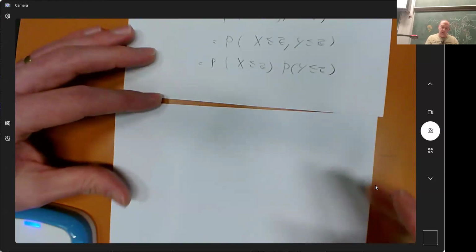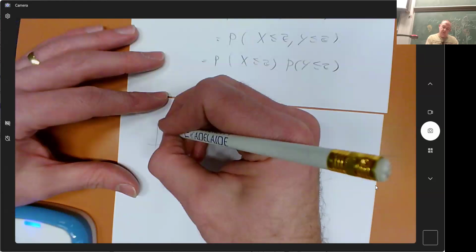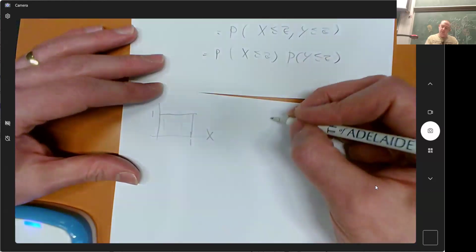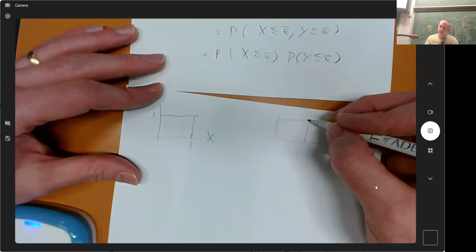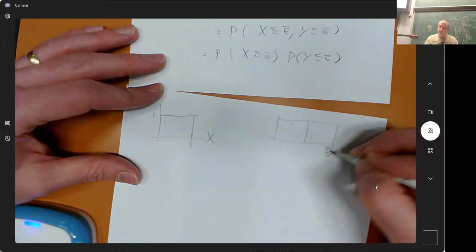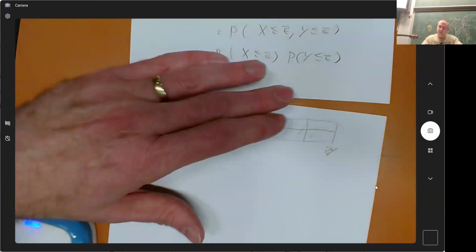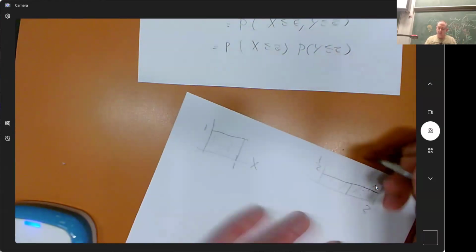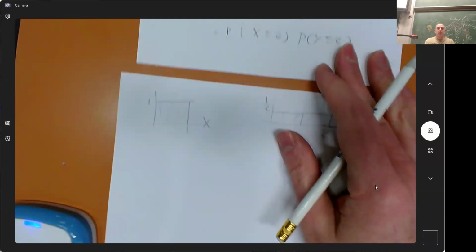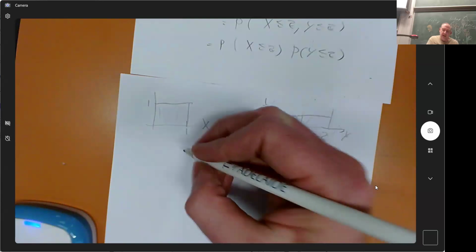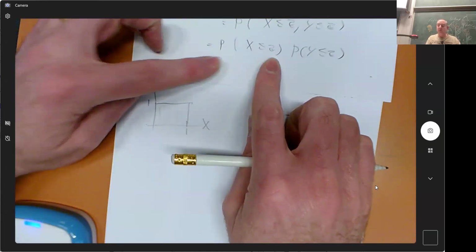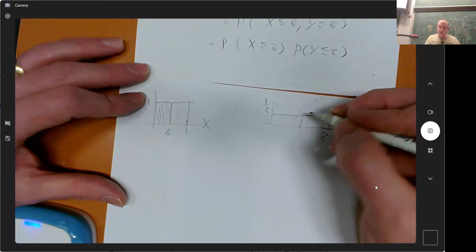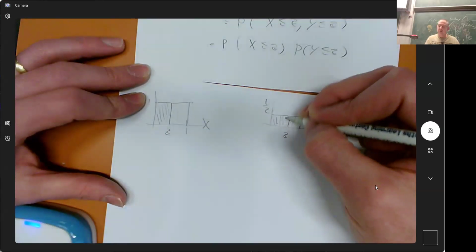And so x is these things from 0 to 1 with height 1. And y is these things from 0 to 2 of height half, because the total area has to still be 1. And so the probability of x being less than or equal to z would just be z, if z was in this spot here. But for y, it would be this area here.